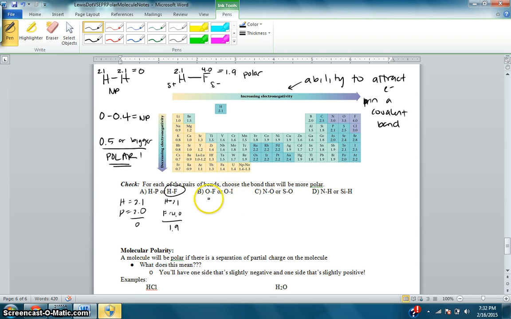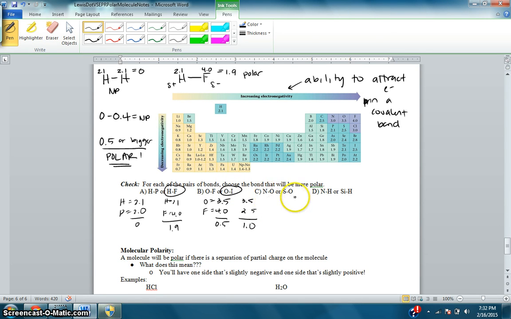If we come over here, we've got O from our chart with an electronegativity of 3.5 and the F with an electronegativity of 4.0. So that would give us a difference of 0.5. Our O still has an electronegativity of 3.5 in the second example, but now we're replacing that with an I that it's bonded to, which is 2.5. So 3.5 minus 2.5 is 1.0. So our OI is going to be the more polar bond in this situation.